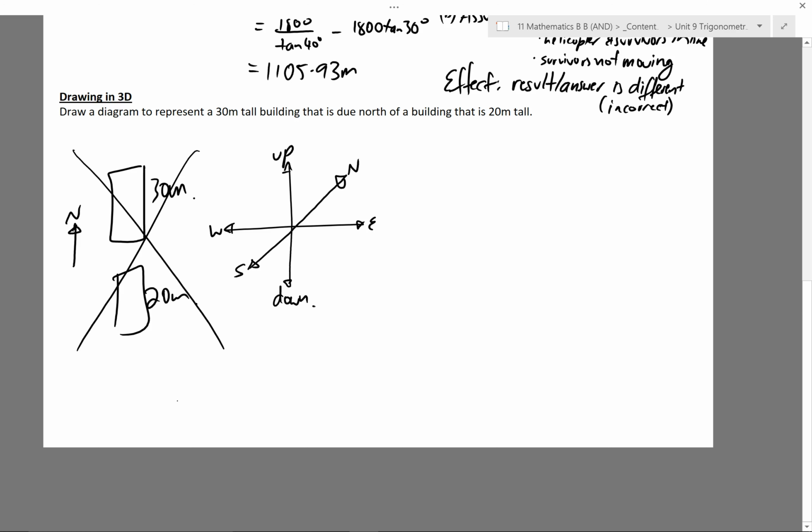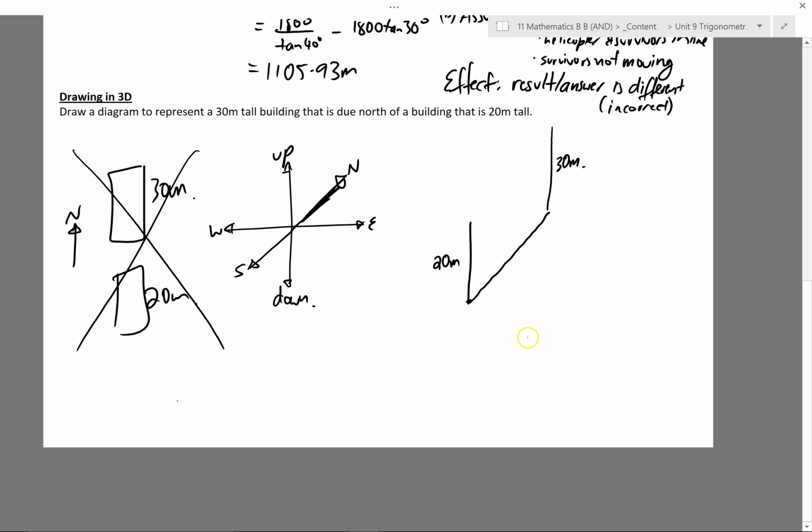So to draw this scenario, I'll have my 20 meter tall building going up. This is the base of it. I don't give it any width, because for most diagrams we just use a stick. And then north is this direction at about 45 degrees. So to the north, I'll have my next building, which is 30 meters tall, using this 3D diagram idea.